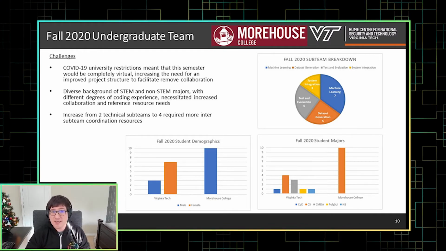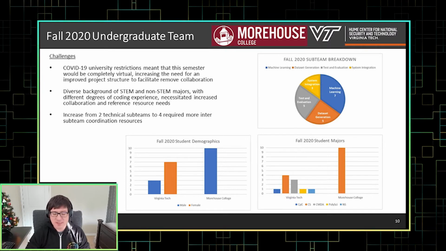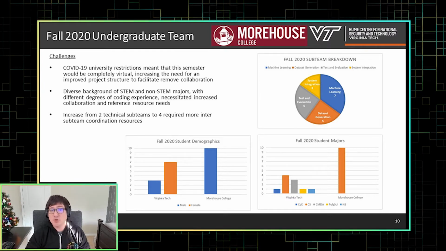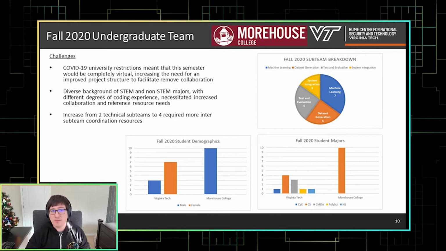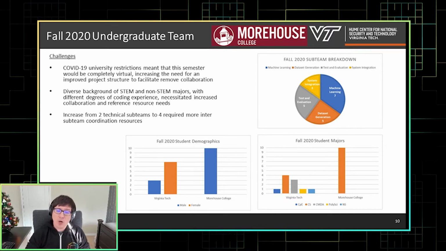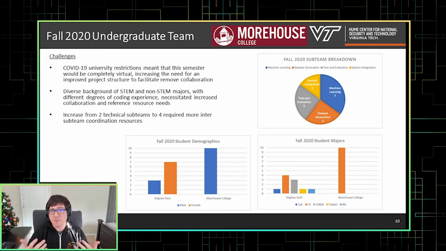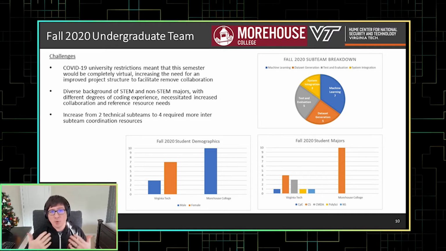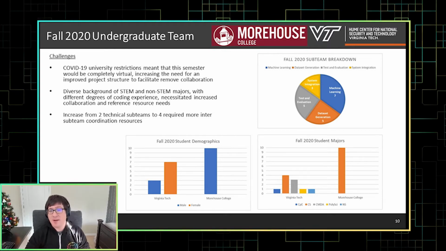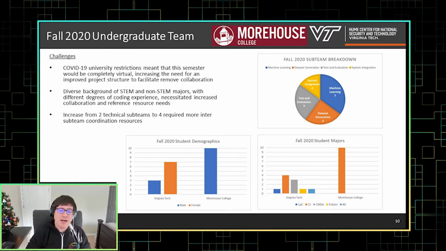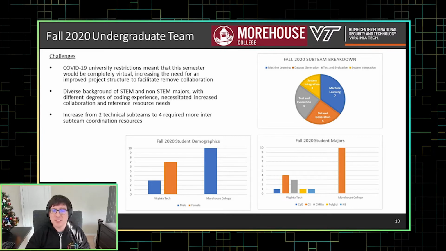Obviously, COVID-19 university restrictions on both ends turned this project completely virtual now. There were no in-person meetings, no in-person lab experience. They were all working from their own place, whether it be their dorm, their apartment, or at their family's home. And Dr. Johnson and I were primarily working at our homes. So a lot of new challenges here.